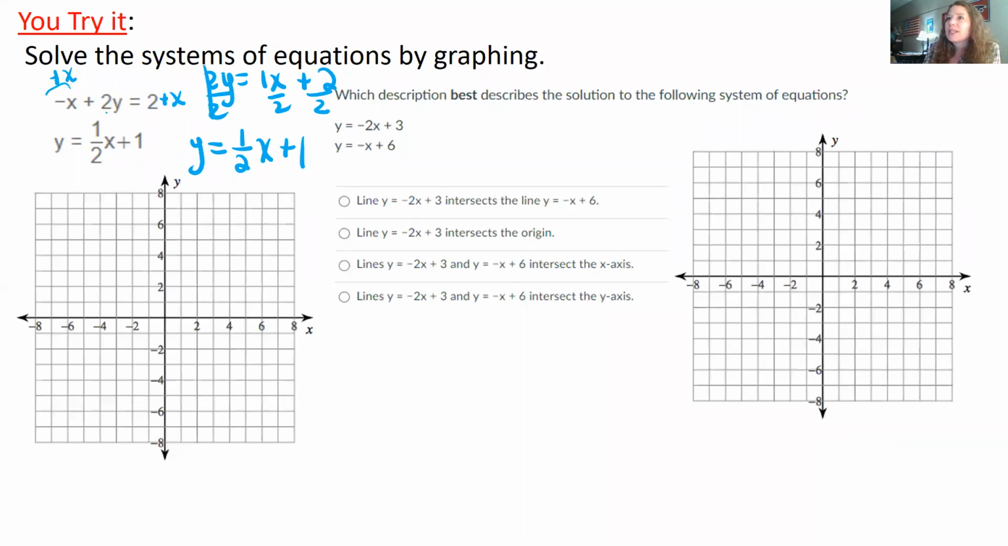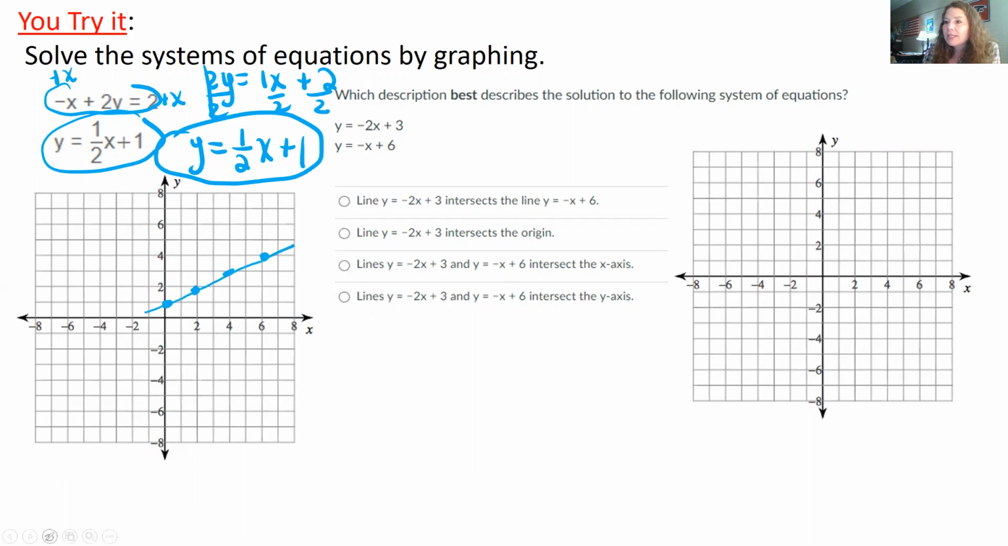So this first one, look at this, guys. What does that mean? It means they're the same line. Let's prove it. We're going to start at +1. Our rise is 1, our run is 2. Up 1, right 2. Up 1, right 2. Up 1, right 2.